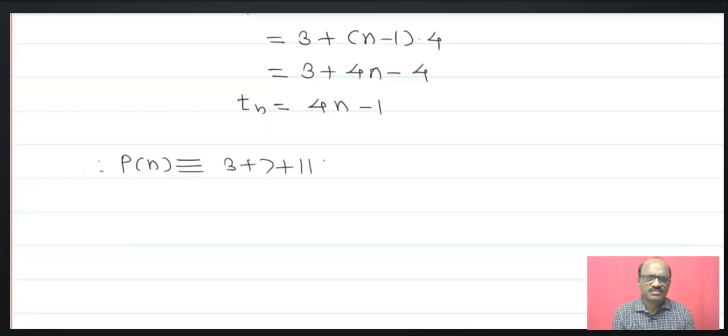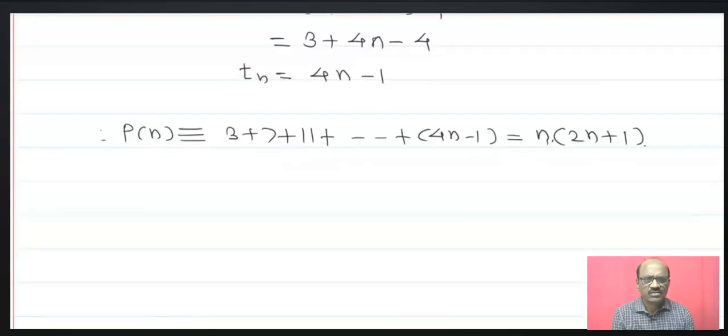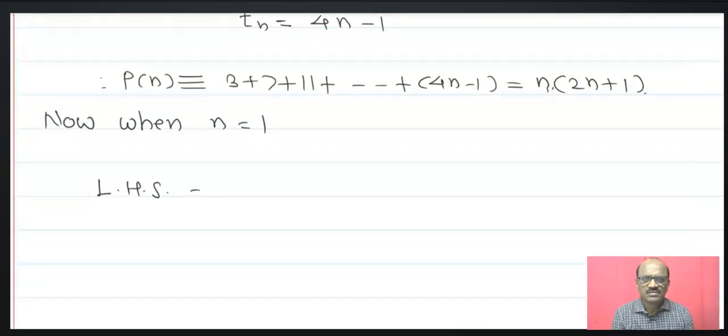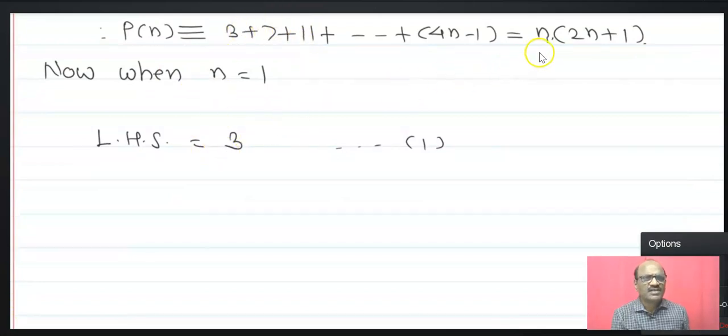Therefore now, 3 plus 7 plus 11 plus dash dash plus in bracket 4n minus 1 is equal to n in bracket 2n plus 1. Now when n is equal to 1, now see this LHS, there is only the first term. When n is equal to 1, what is there? LHS is 3.